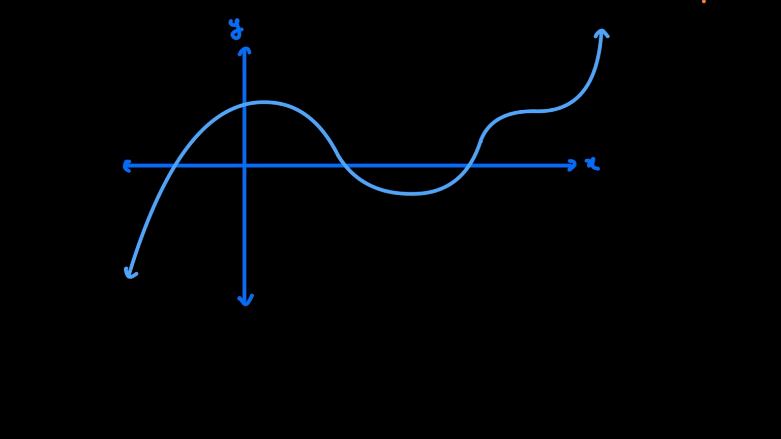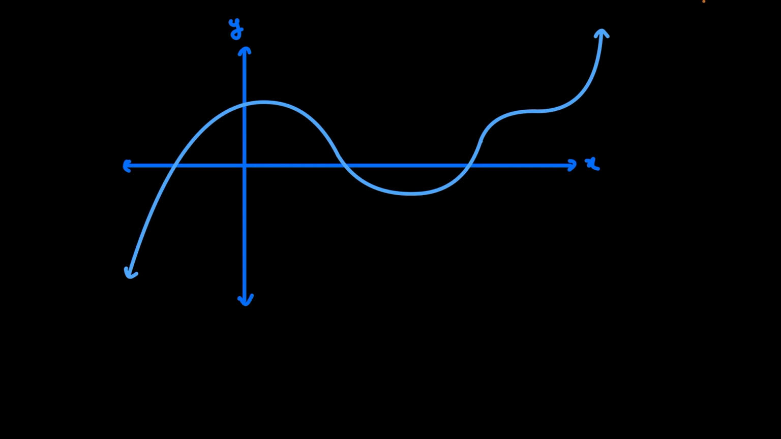Alright, in this video we're going to be talking about stationary points, the types of stationary points, and how you can work out stationary points given the equation of a certain function. And in this video we're just going to be talking about how to work out stationary points. In another video I'll be talking about how we can work out the type of stationary point that we have.